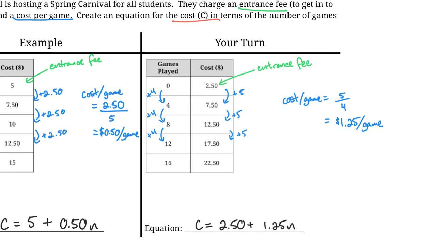And remember some things to take note when you're making these equations. Your entrance fee, or your flat rate, or your starting cost, or your initial cost, it's always going to be alone in the equation. It's always going to be on its own. And then your rate of change is always going to be the one that's multiplied by something. It's not on its own. It's always going to be beside one of your variables.